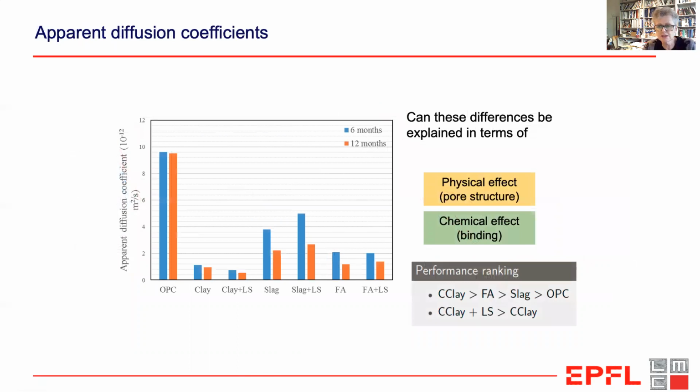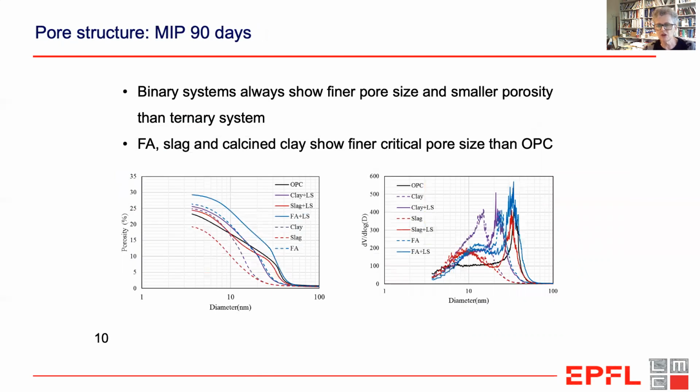So we wanted to see how these quite dramatic differences in the apparent diffusion coefficient could be related to the microstructural parameters. We looked at the physical effect first of all. We could characterize the porosity by mercury intrusion porosimetry. You see, in general, the supplementary cementitious materials have a considerable refinement of the pore structure.